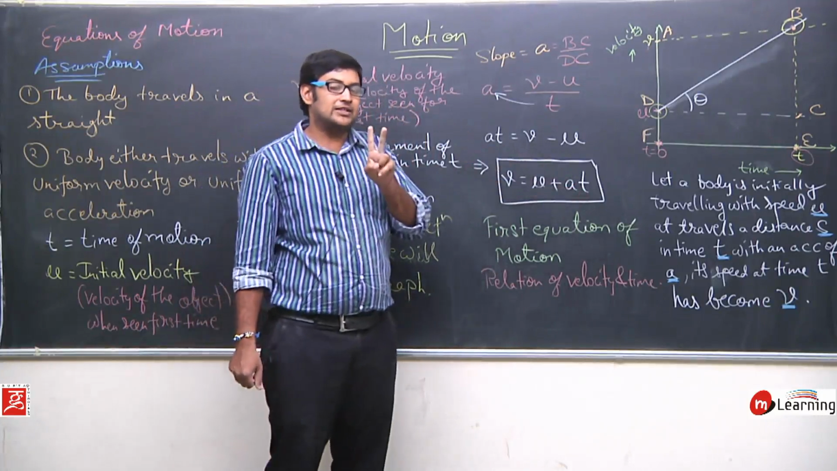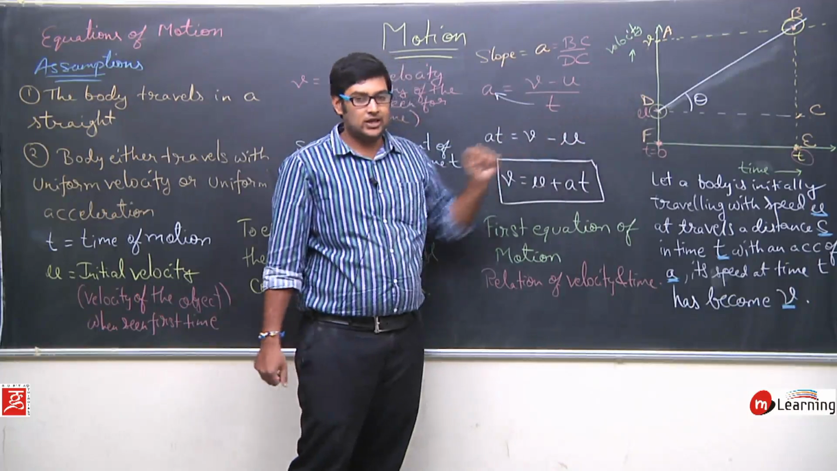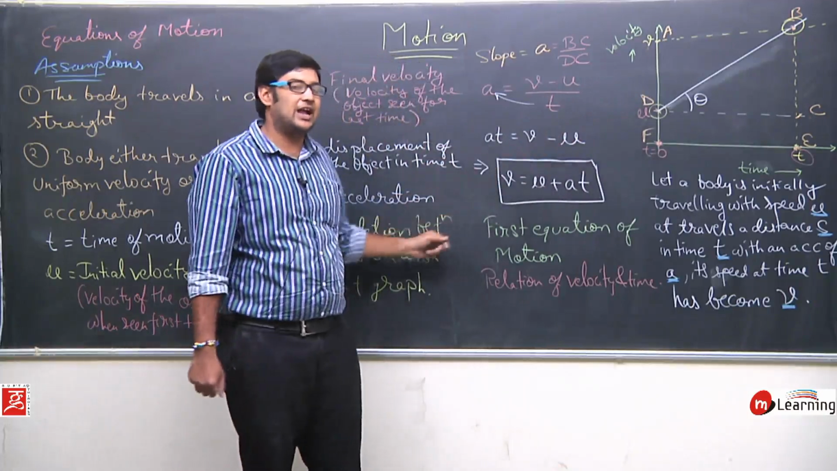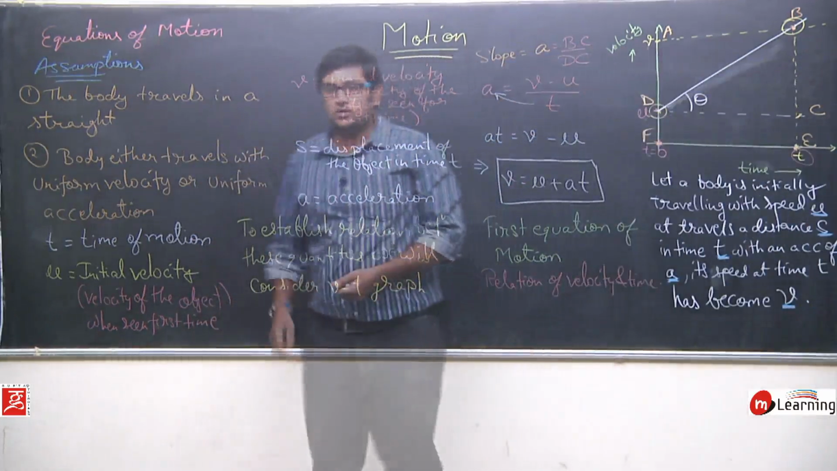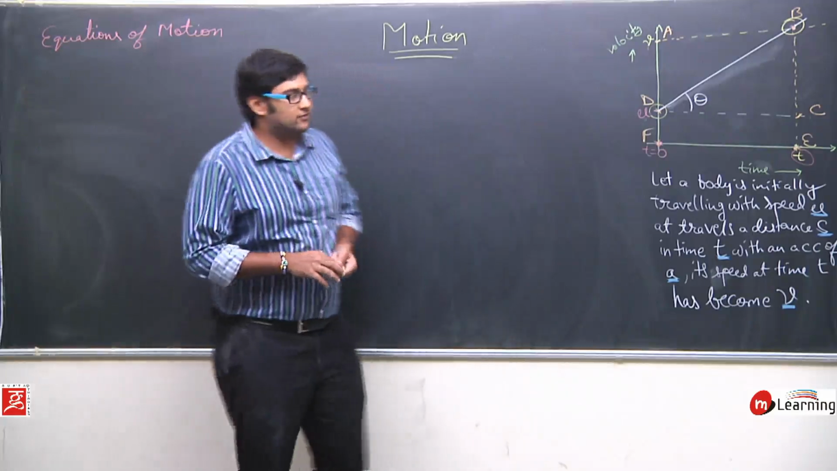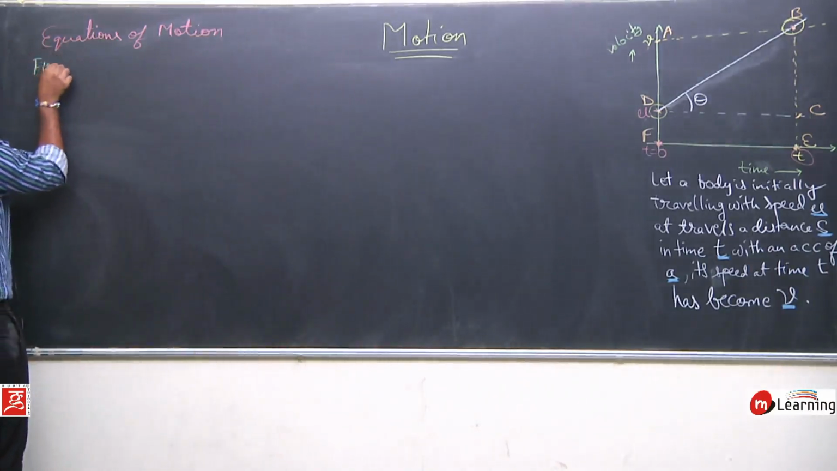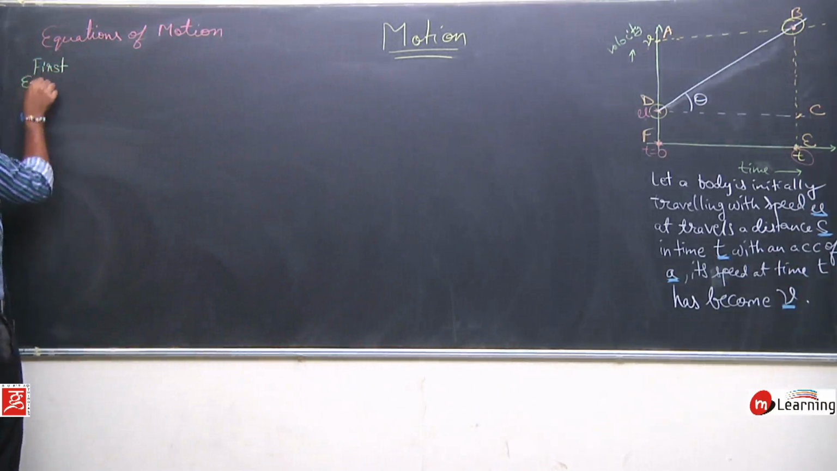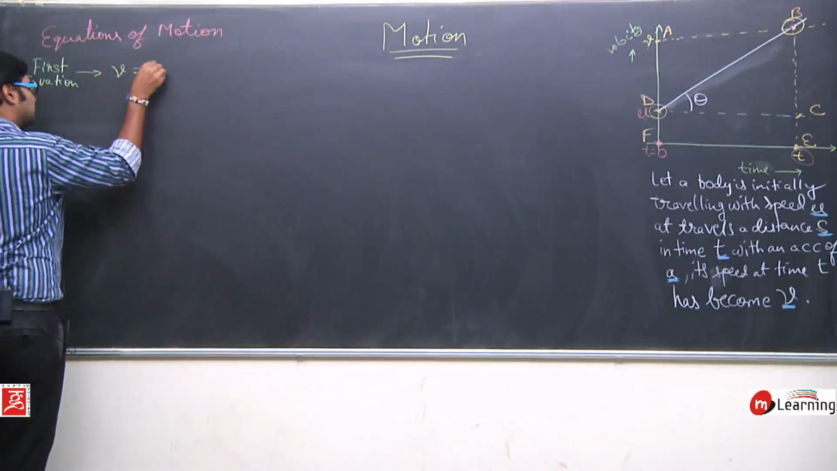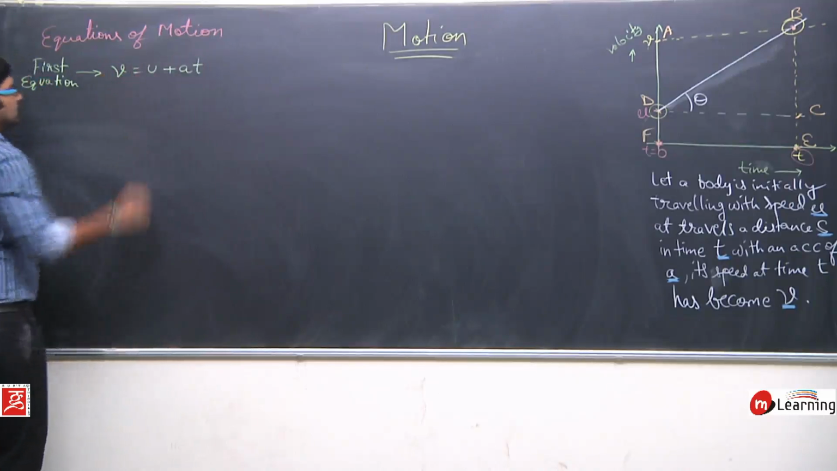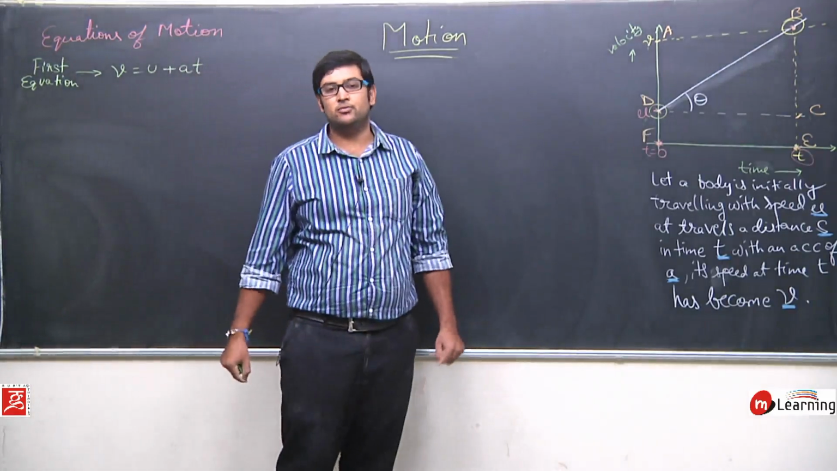We have two more equations of motion which can be derived using the same graph. So first you note this condition and then we will derive the second and third equations. We have derived the first equation. So let's write here. First equation is V is equal to U plus aT. So V is equal to U plus aT is the very first equation of motion.